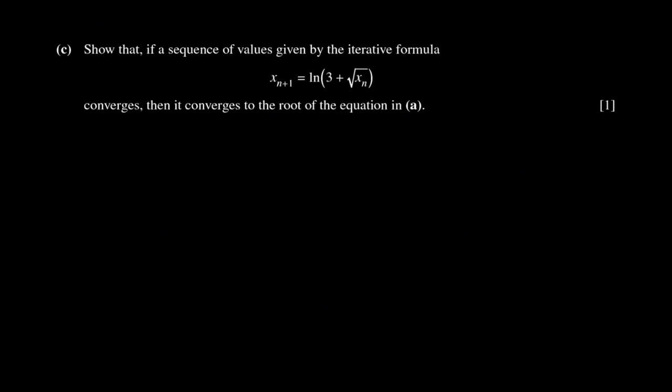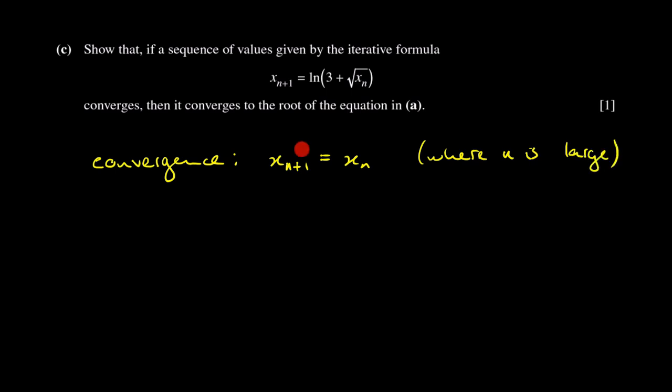Okay, then part C of this: show that if a sequence of values given by this iterative formula converges, then it converges to the root of the equation given in A. Now, look, guys, what does convergence actually mean? If we've got convergence, then it means that x n plus 1 is eventually going to be equal to x n, where n is large. In other words, if we ran this iteration like 100 times, basically x of 101 should be the same as x 100. And that means that we can replace this iterative formula with just x is equal to ln of 3 plus the root of x.